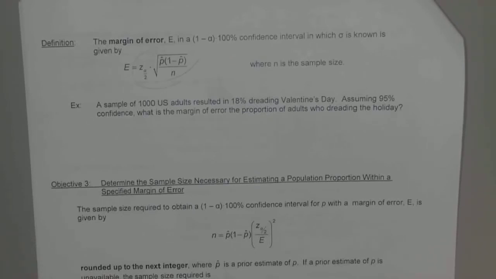Adults resulted in 18% dreading Valentine's Day. Assuming 95% confidence, what is the margin of error of the proportion of adults who are dreading the holidays? So sometimes you can just worry about the margin of error. So 18% give or take how many?